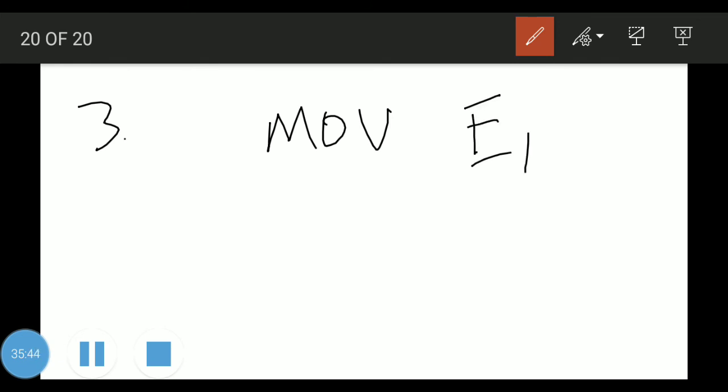Third question: what is the name of this addressing mode? MOV E, A. What is the name of this addressing mode? It is register addressing mode. How many bytes is it? It is a single byte instruction.